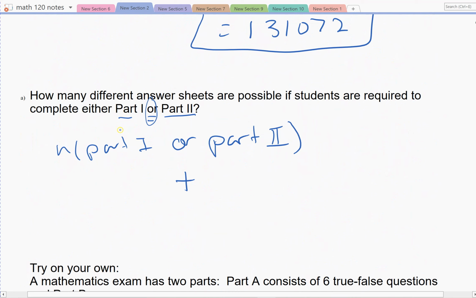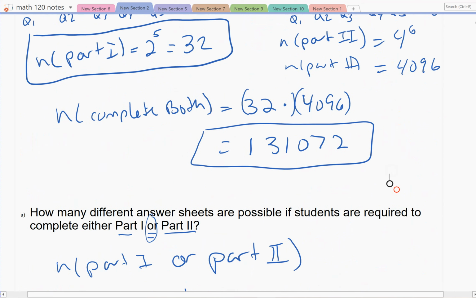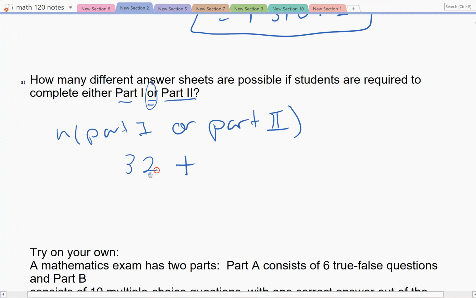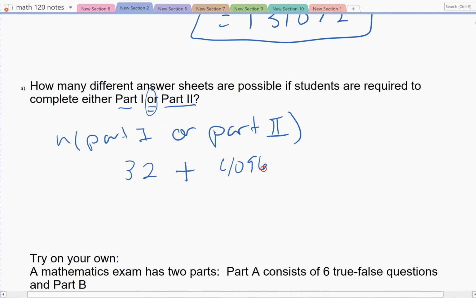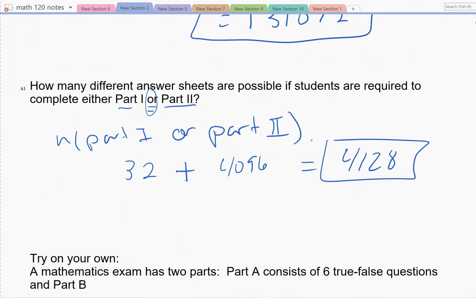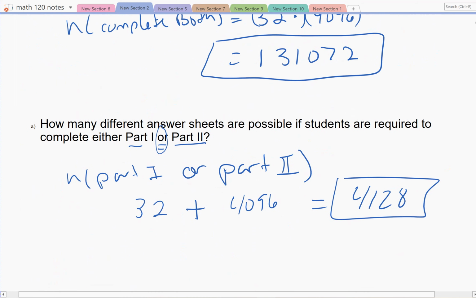So we add the number of ways to complete part 1, which was 32, plus the number of ways to complete part 2, which was 4,096. Add them together: 4,128 different ways to complete them if they only have to do the true-false or the multiple choice. They don't have to fill out both, so they can leave one part blank. It makes a big difference when we went from "and" to "or." "And" was a much bigger set than the "or" set.